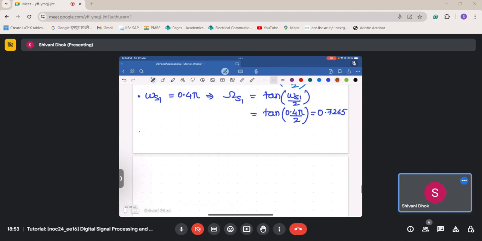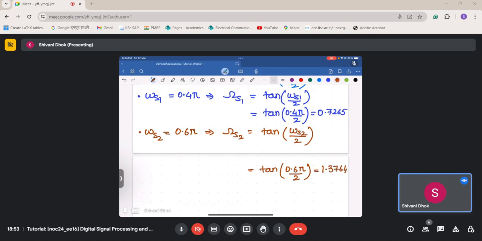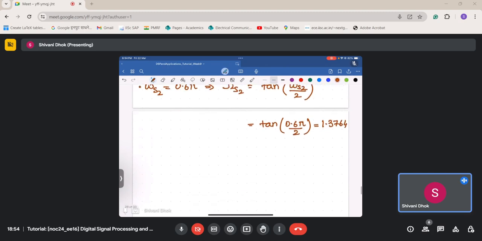Then we have omega S2, which was equal to 0.6 pi, which means that capital omega S2 is equal to tan of small omega S2 upon 2, which is equal to tan of 0.6 pi by 2, and this comes out to be equal to 1.3764.